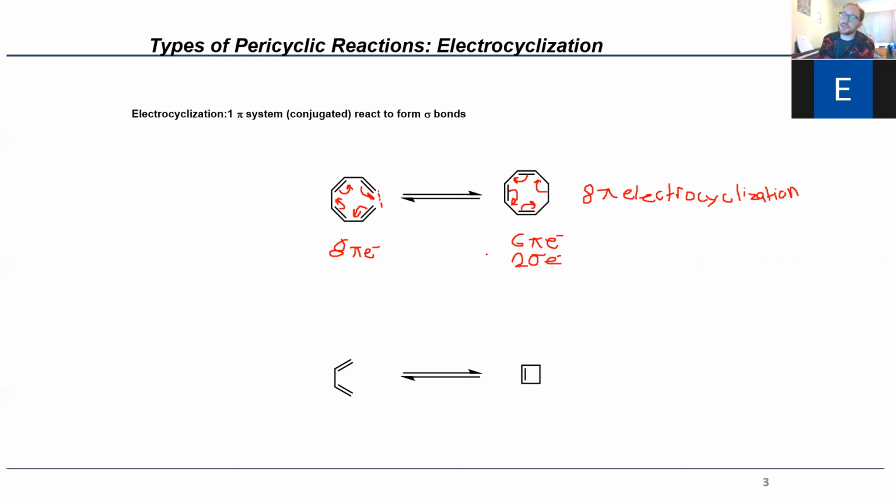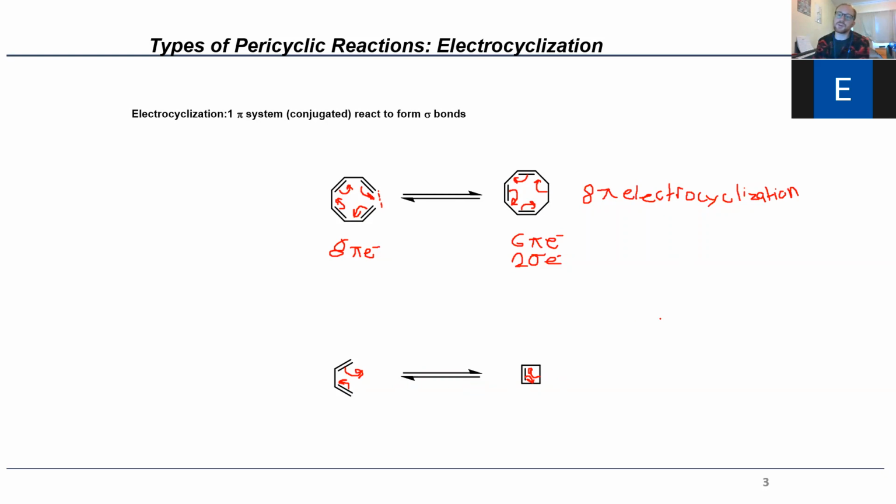Here is an interesting example of the 4 pi electrocyclization. And we'll note for the 4 pi electrocyclization, we can imagine the arrows moving like this to generate a product. And the cyclobutene can also open in a retro 4 pi electrocyclization fashion to give us back this butadiene precursor.